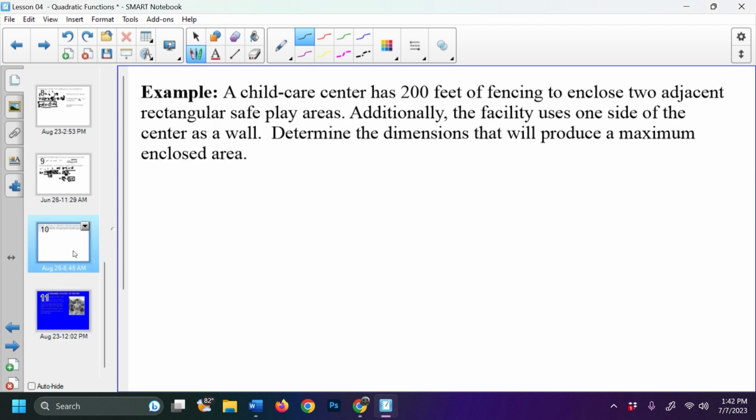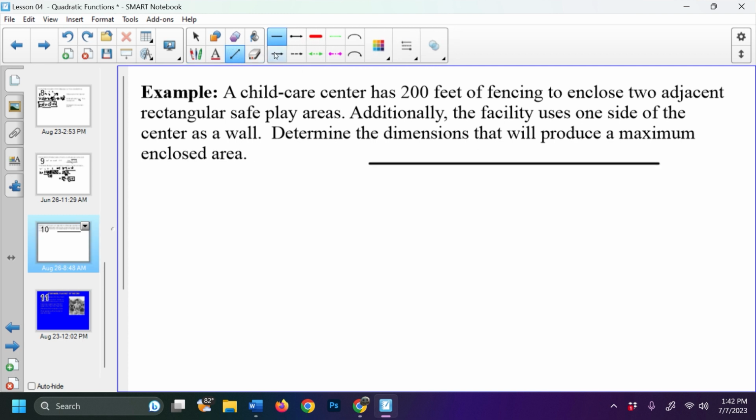Application problem. A child care center has 200 feet of fencing to enclose 2 adjacent rectangular safe play areas. Additionally, the facility uses one side of the center as a wall. Determine the dimensions that will produce a maximum enclosed area. All right. So what they're saying here, let's draw a picture. And so here is my side of my daycare facility.